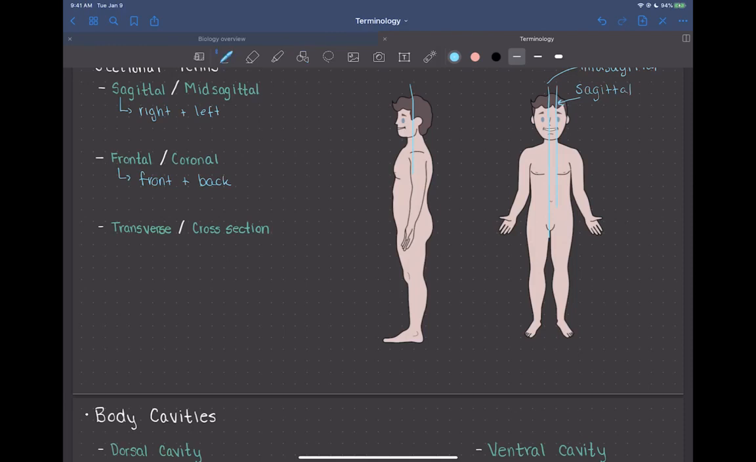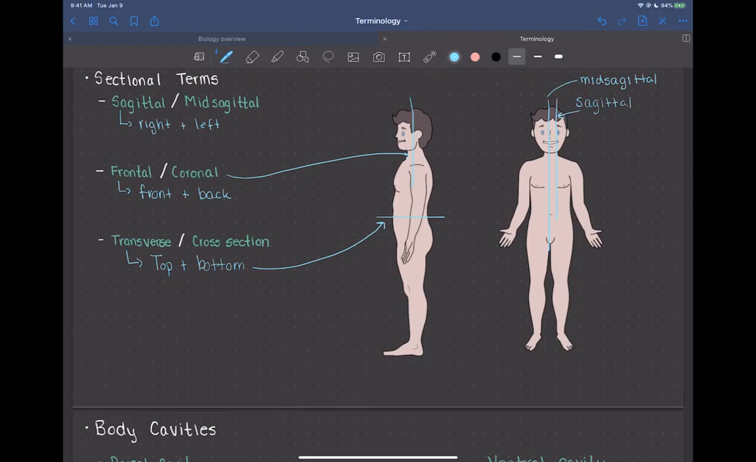And then we have a transverse section, or cross section, which would divide the body into top and bottom. This is what you would see with a CT scan or an MRI. You would see this transverse section. So this would be an example of a transverse section. That's transverse and that's coronal. Those are the sectional terms for sectional anatomy.